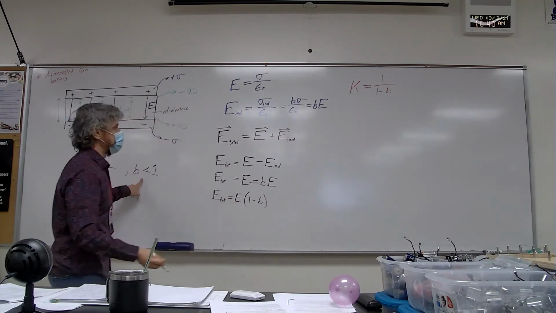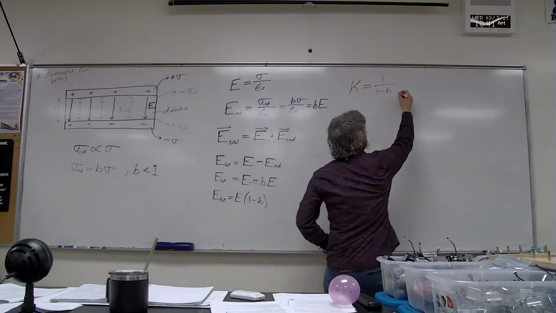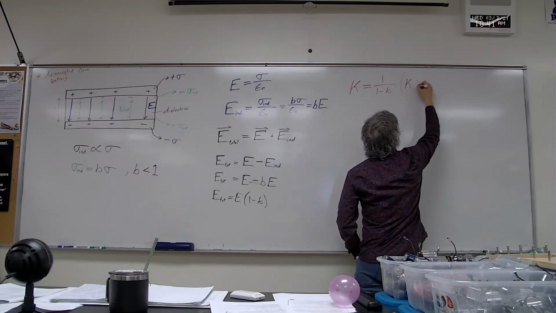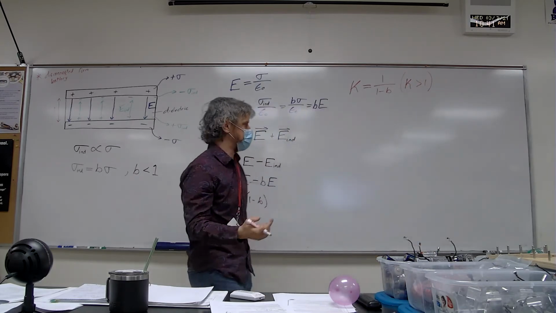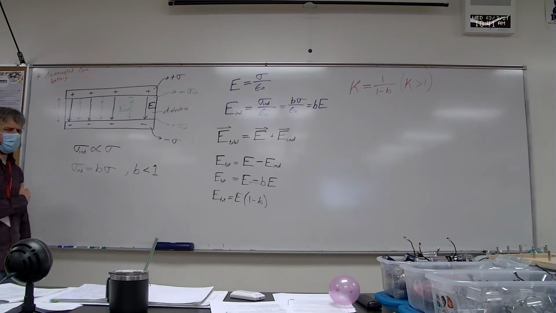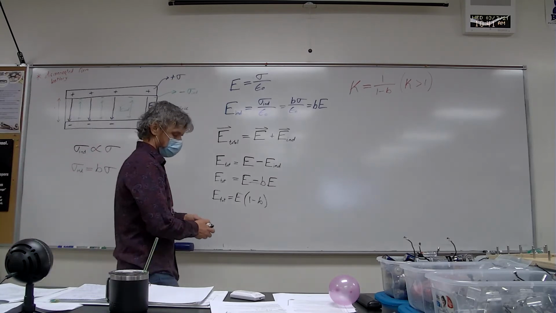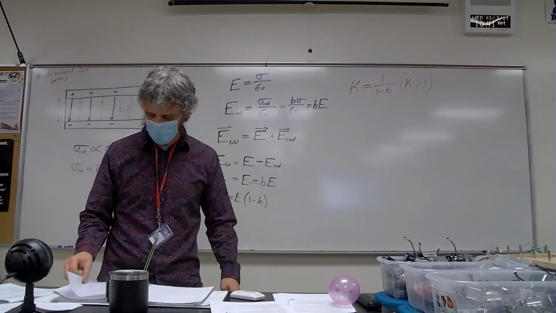And if B is less than 1, then kappa must be greater than 1. Unless it's air, because B for air is 0, right? And then not 0, it's 1. B is 1 for air or vacuum because the induced charge density is just the same. No, it's 0. What am I talking about? There's 0 induced charge density if you have no dielectric, and so B must be 0, and so kappa is 1. Right?